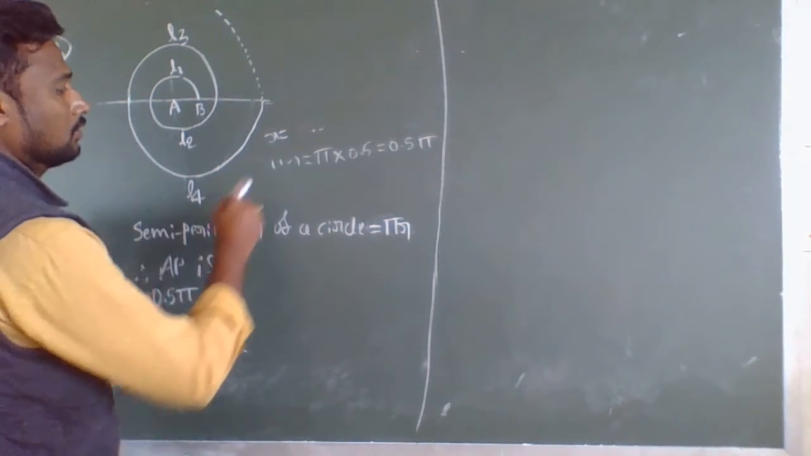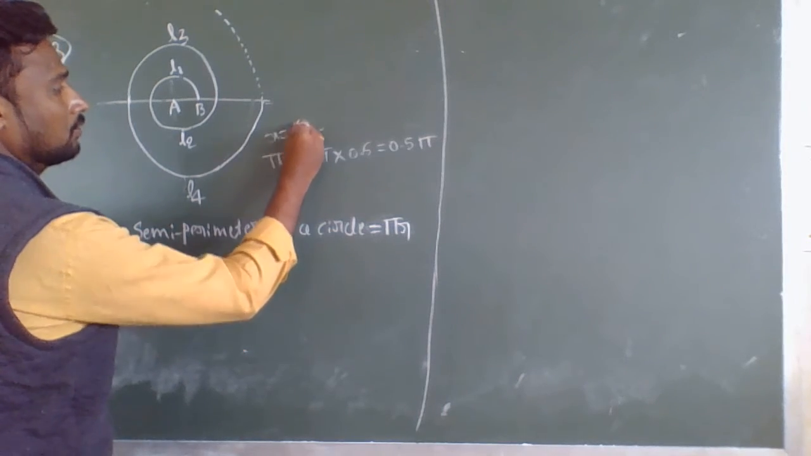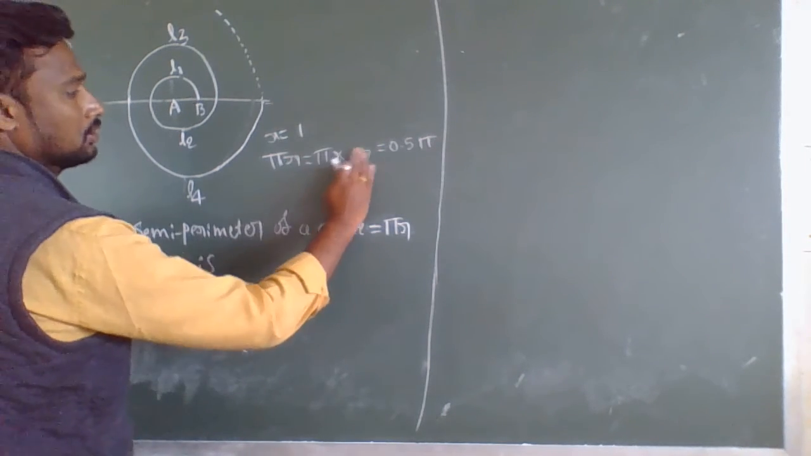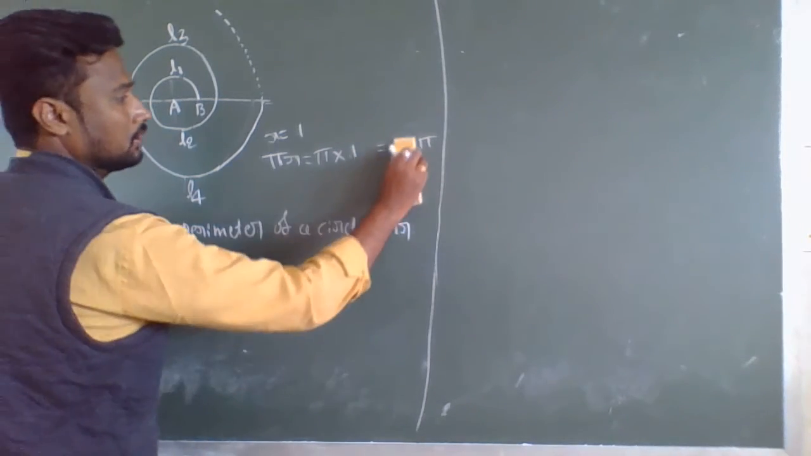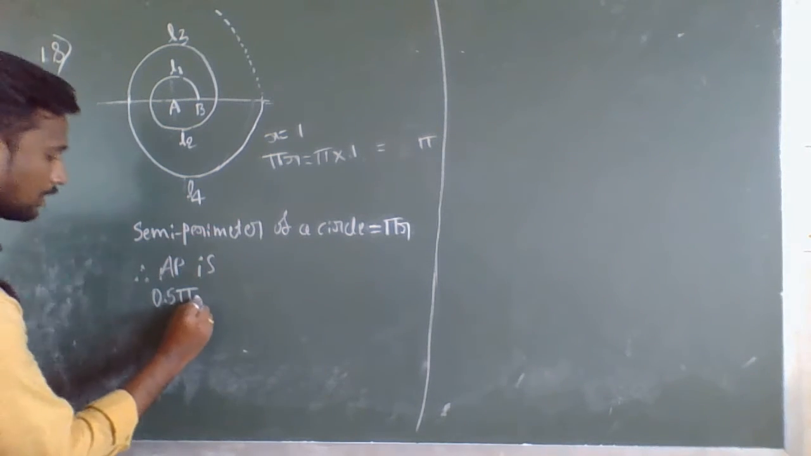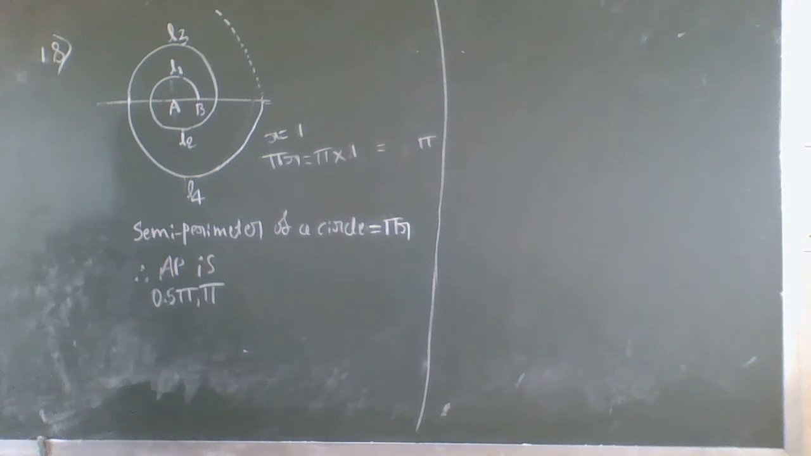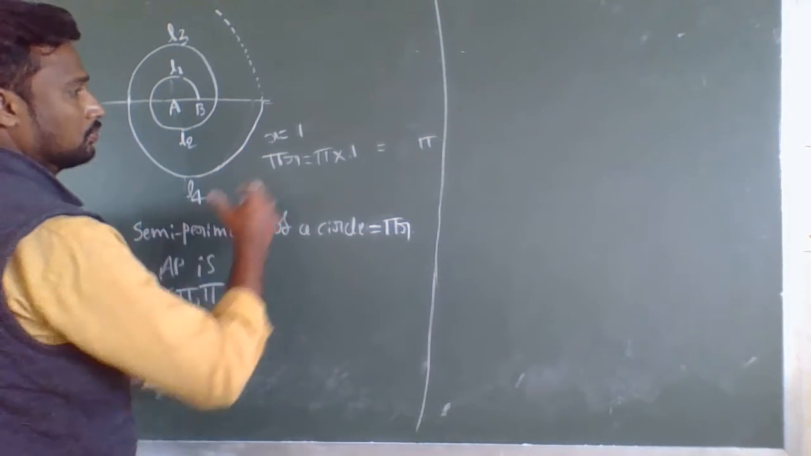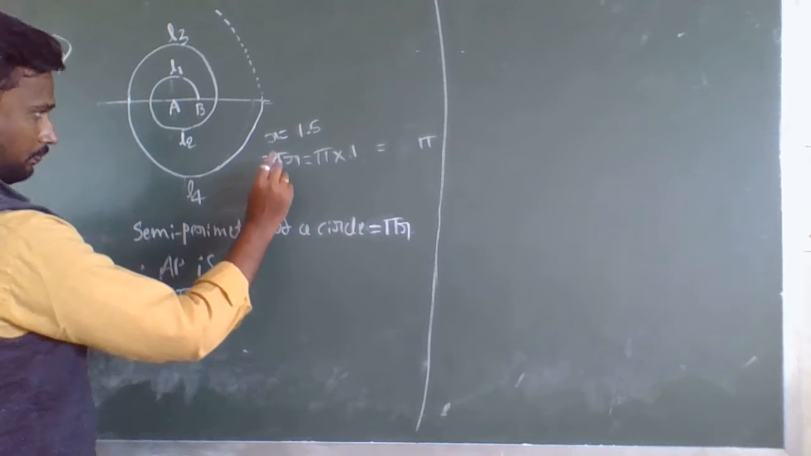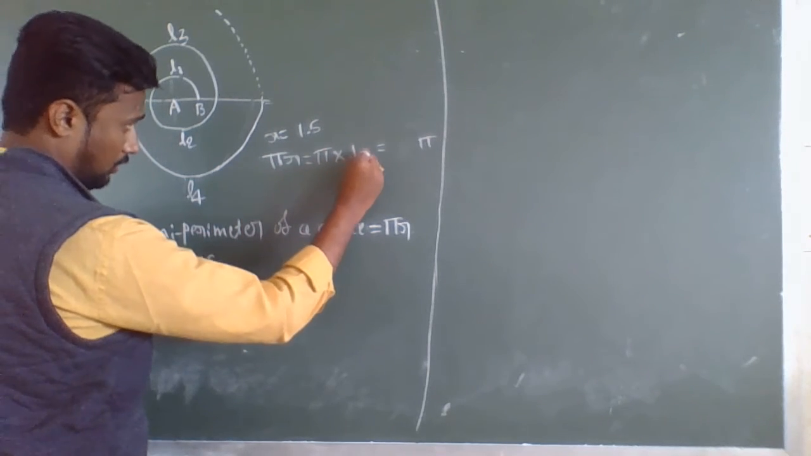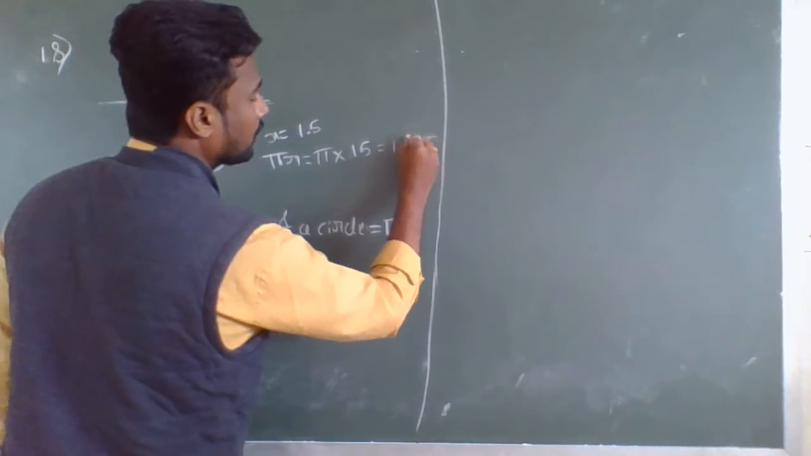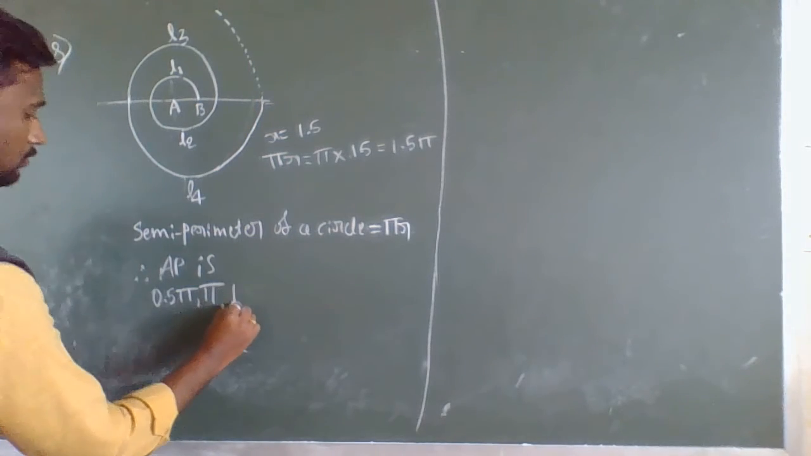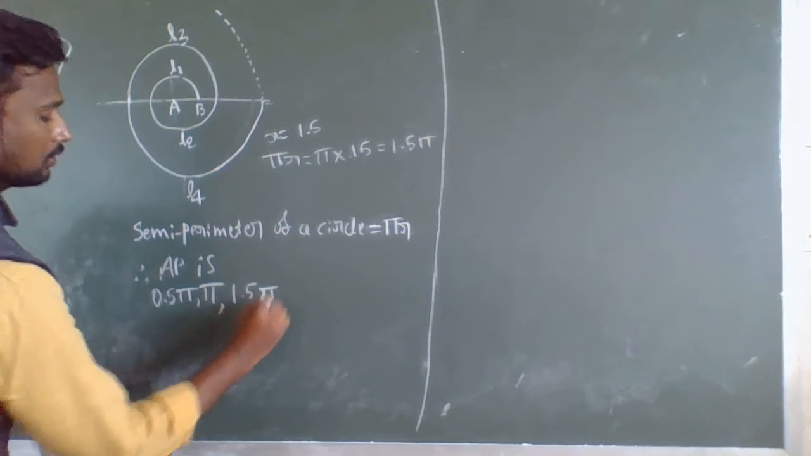R value is 1 here. Means pi r means pi into 1. Pi into 1 means pi only. So the second term is pi. Next, for the next term, r value is 1.5. Pi r means pi into r value 1.5. Pi into 1.5 means 1.5 pi. The next term is 1.5 pi.